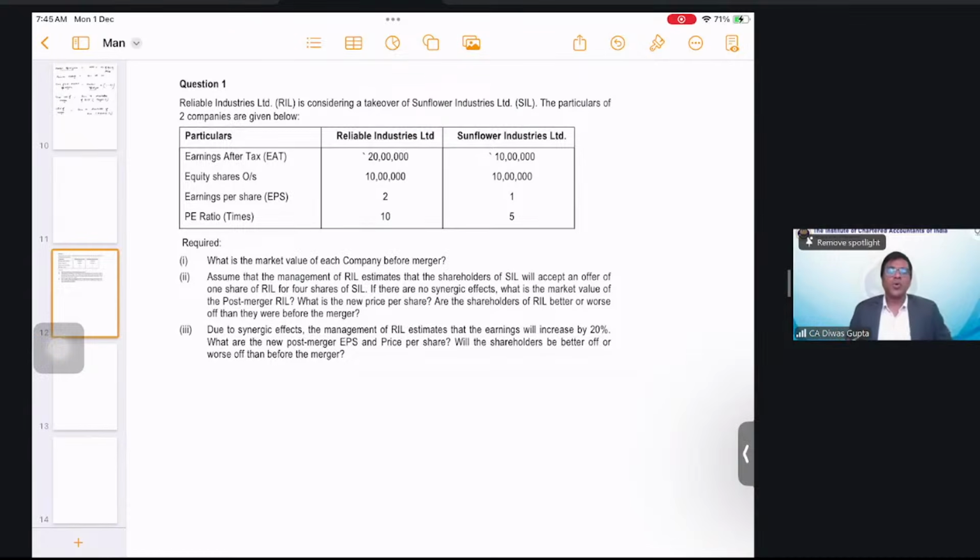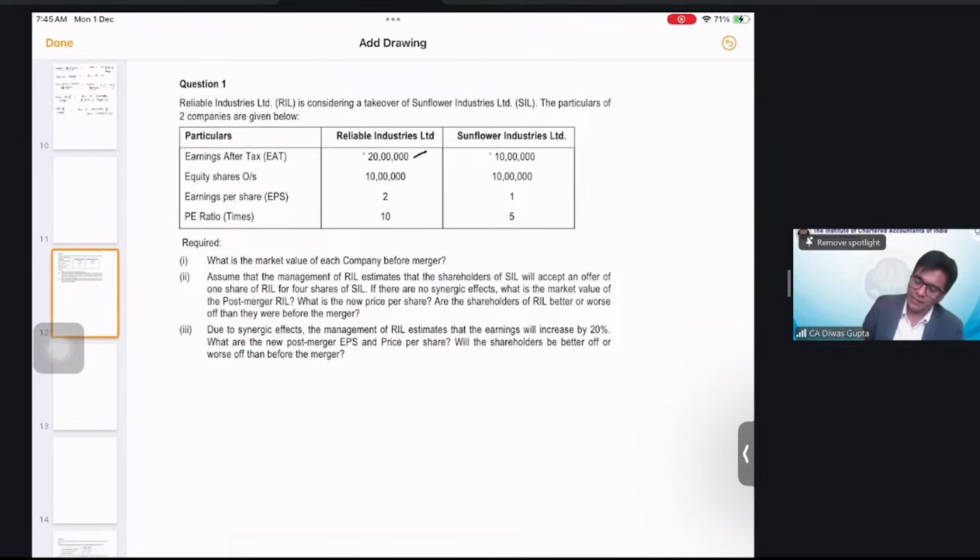Okay. So question number one, students, is about Reliable Industries Limited, which is considering a takeover of Sunflower Industries Limited. So RIL is considering a takeover of SIL. The particulars of two companies are given below. 20 lakh rupees of earnings after tax for Reliable Industries and 10 lakh for Sunflower Industries. Equity shares outstanding is also given, 10 lakhs and 10 lakhs. Earnings per share is rupees 2 and 1. So this is their EPS, and the PE ratio is given as 10 and 5.